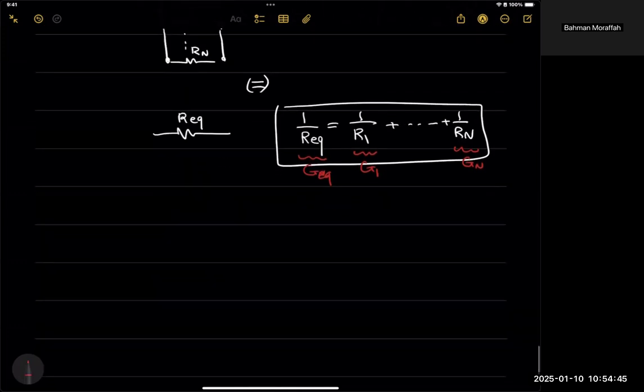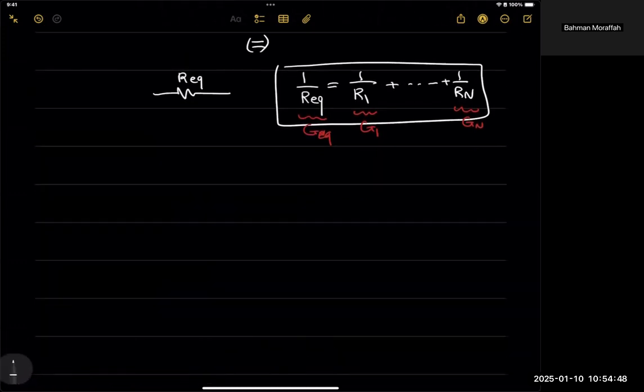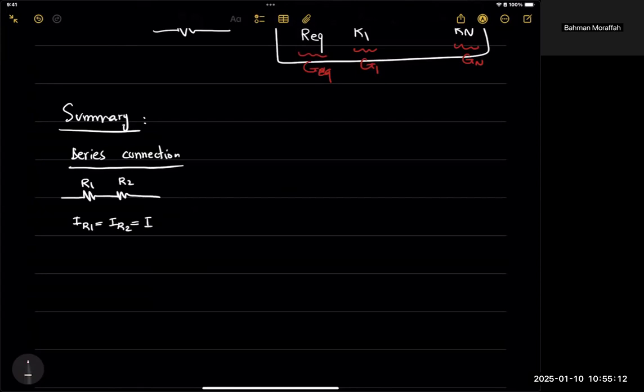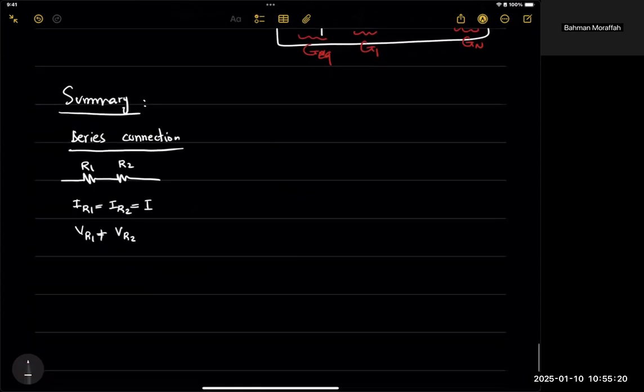Again, let me just have a quick summary of what we discussed. Summary. If we have a series connection, let's just say I have two of them. What I do know is that I through R1 is the same as I through R2. Let's just call it I. However, voltage across R1 is not the same as voltage across R2. And if I wanted to find the equivalent resistance, it is R1 plus R2.